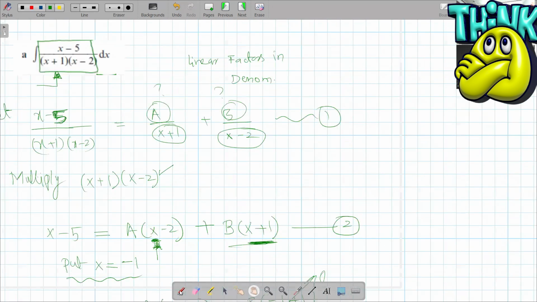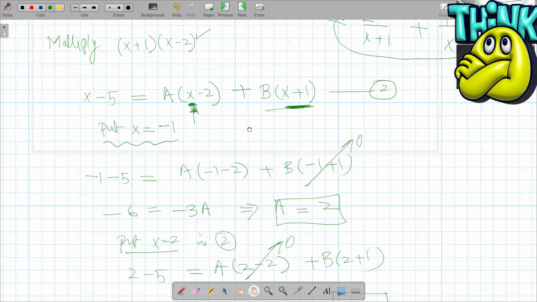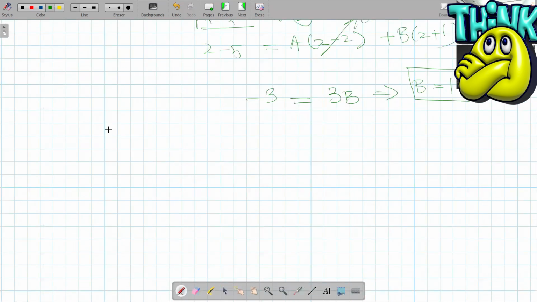So we will put A is 2 and B is 1 in the first equation. It will become 2 upon x plus 1 and plus 1 upon x minus 2. So we have resolved it into partial fractions. After resolving into partial fractions, we just need to integrate 2 upon x plus 1 and 1 upon x minus 2. So our integral will be equal to the integral of 2 upon x plus 1 plus 1 upon x minus 2.